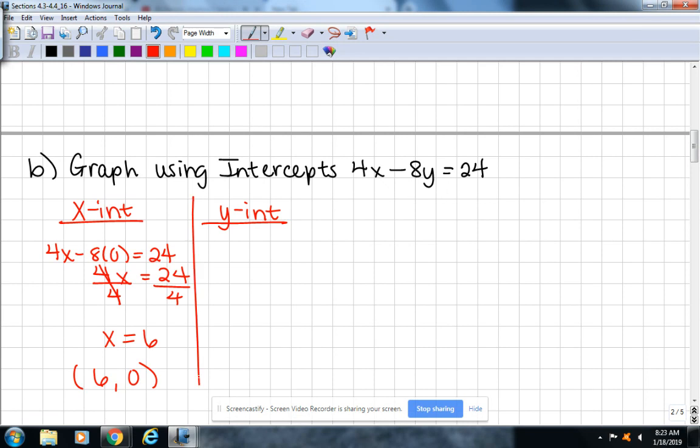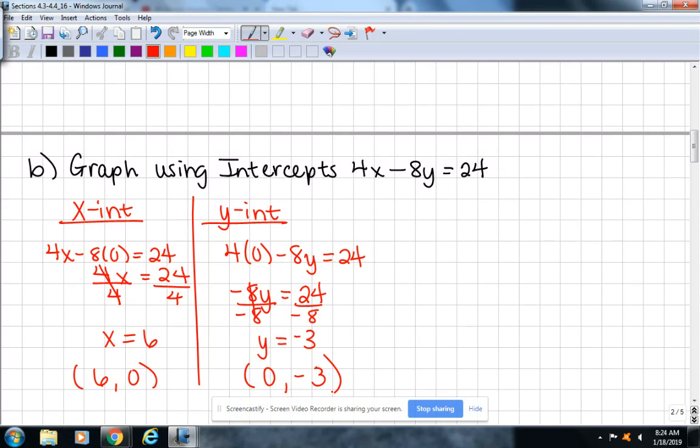All right. How do you get a y-intercept? 0 in for x. So it's going to be 4 times 0 minus 8y equals 24. Well, 4 times 0 is 0. What's 0 minus 8y? Negative 8y equals 24. And then what do we do? Divide by negative 8, and y equals negative 3. What's my ordered pair here? 0, negative 3. Okay? Any questions about how we got the two ordered pairs?